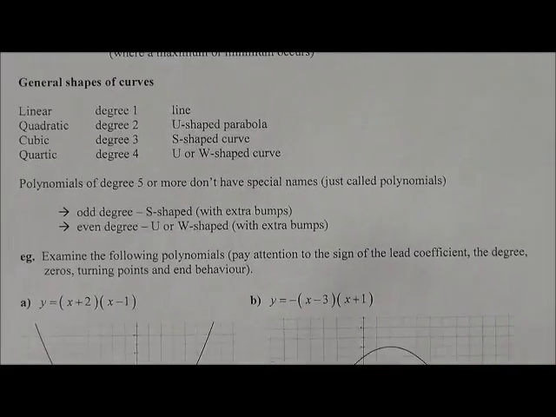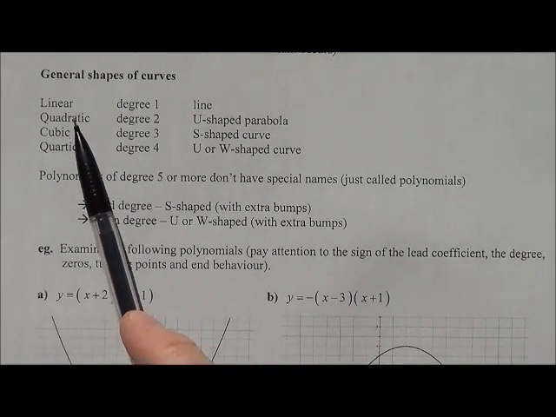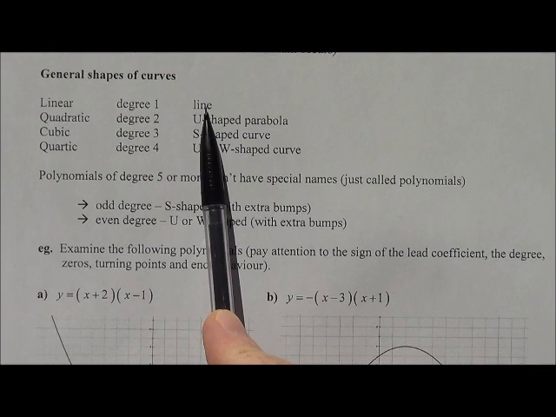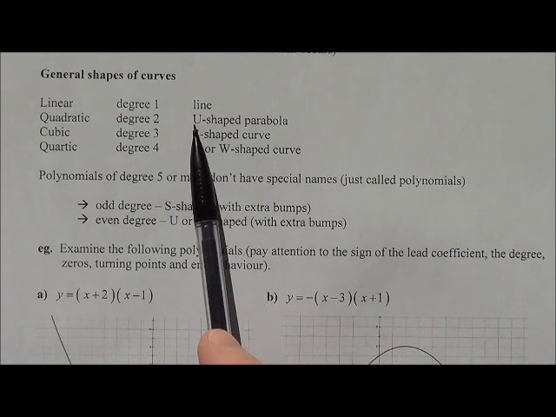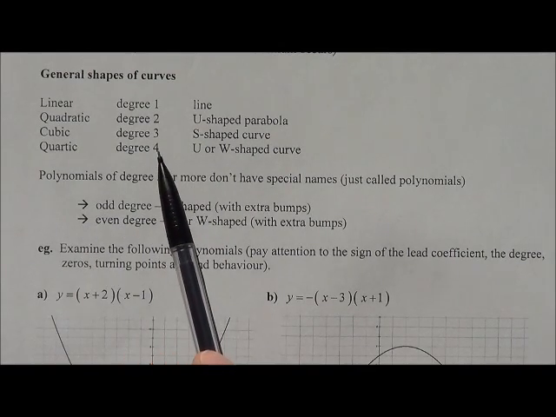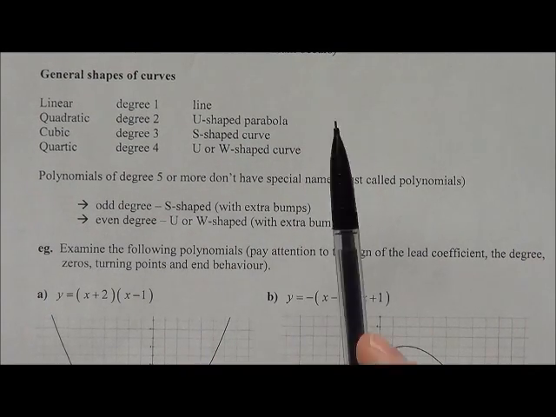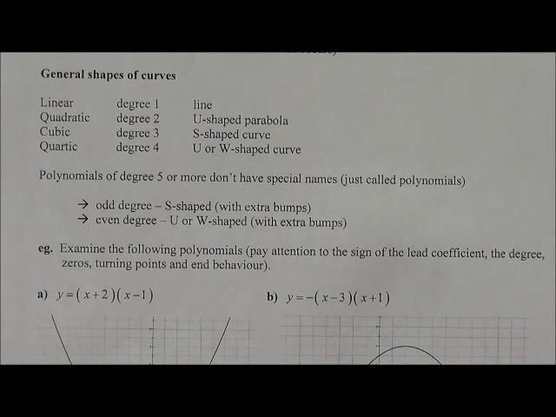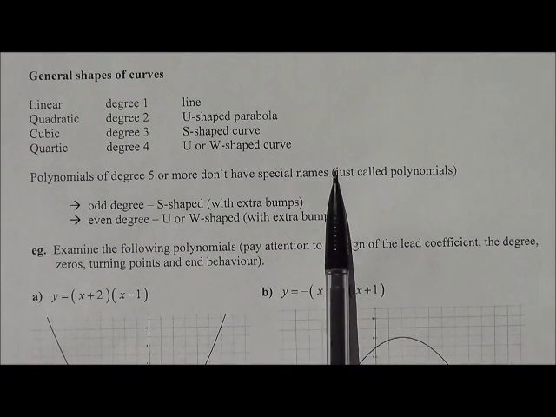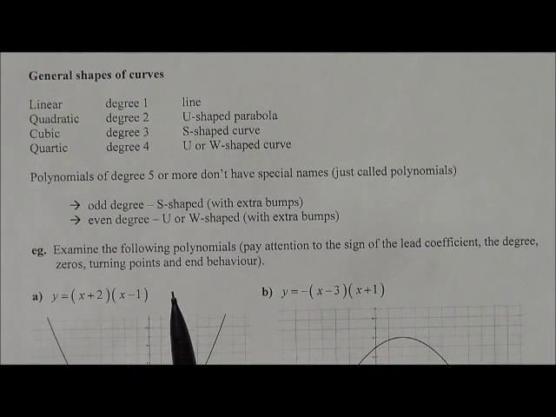As we move along here, we've got general shapes of curves. Linear is degree 1, and the shape is a line. Quadratic is degree 2. It's a U-shaped parabola. Cubic is degree 3. It's like an S-shaped curve. Quartic is degree 4. U or W shaped, depending on what the equation's like. And anything of degree 5 or more doesn't really have a special name. They're just called polynomials of degree 5 or degree 6, etc.